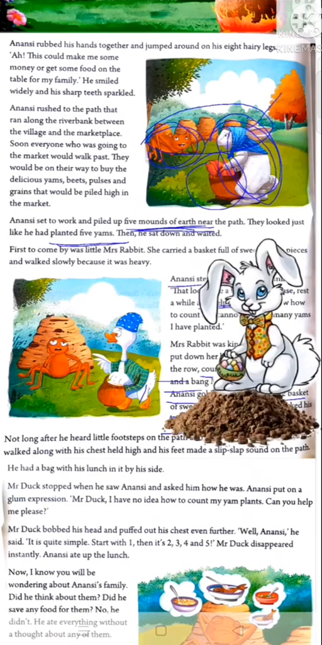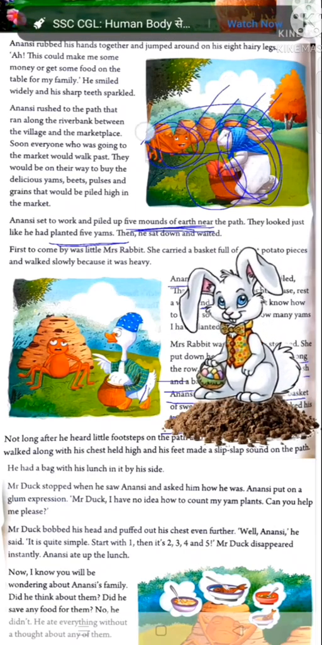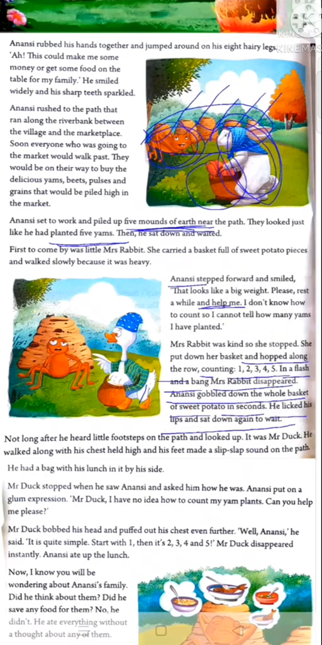1, 2, 3, 4, 5. Whenever she said 5, at that particular time a flash, meaning a light, came and a bang, a sound, was made. Immediately Mrs. Rabbit disappeared, meaning we can no longer see Mrs. Rabbit at that particular place. She disappeared. And immediately what does Anansi do?